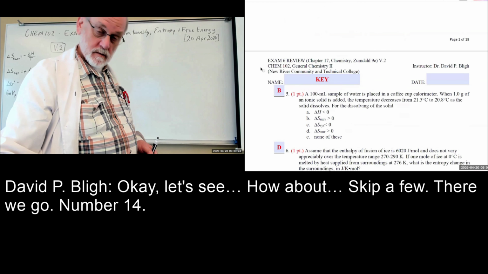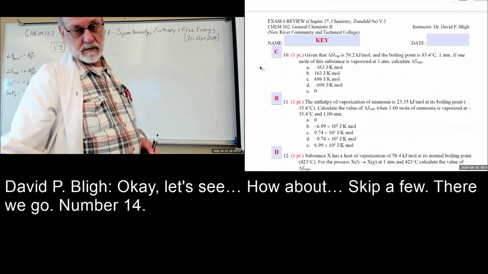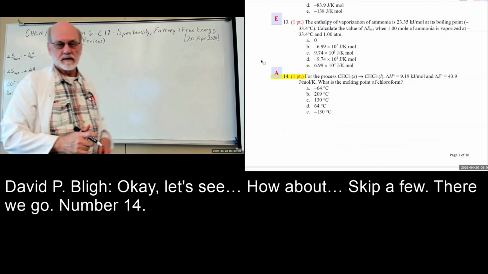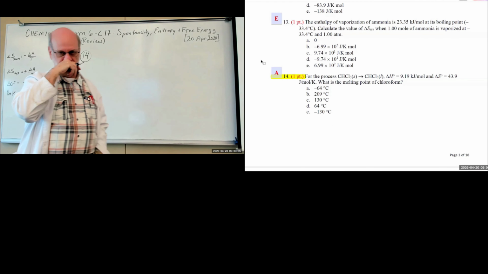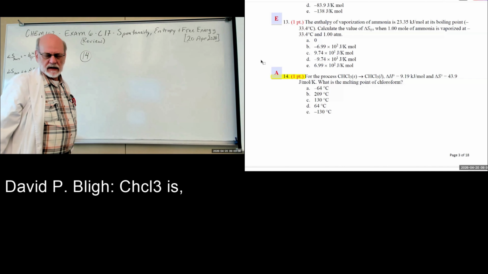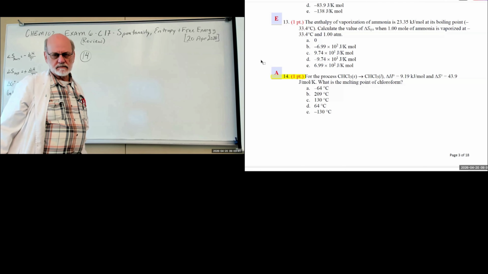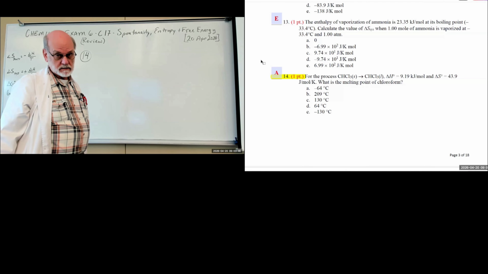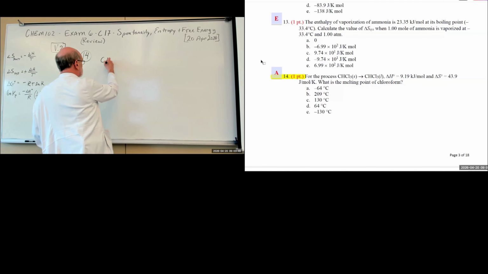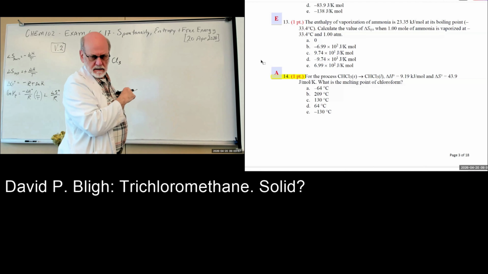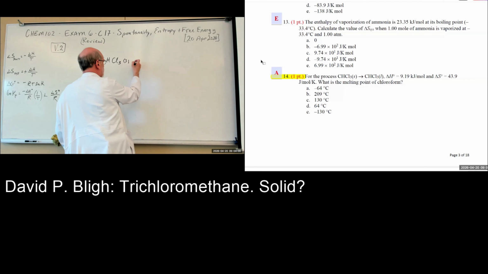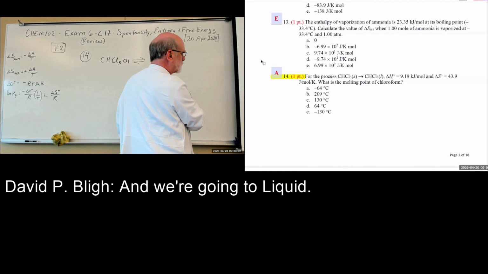Okay, let's see. How about skip a few? There we go. Number 14. For this process, CHCl3 is chloroform, I think. Trichloromethane, solid, and we're going to liquid.